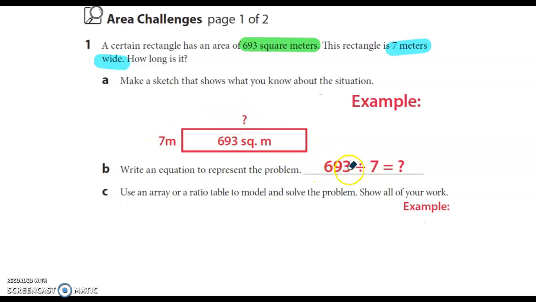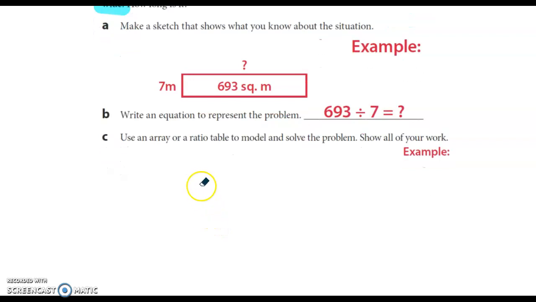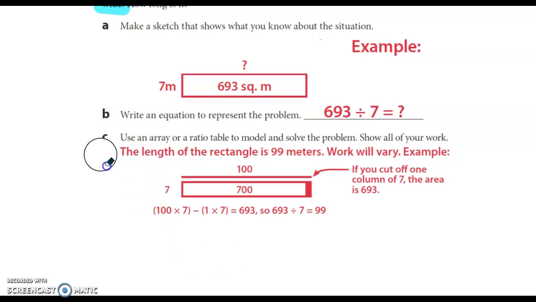We're solving 693 divided by 7, and we're going to build up with open arrays. So let's look at the example down here of how you could solve. I'm going to erase this and then kind of explain each part.